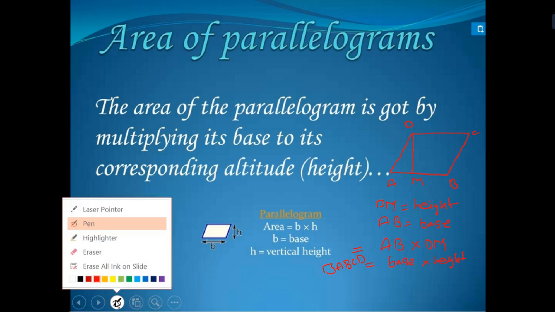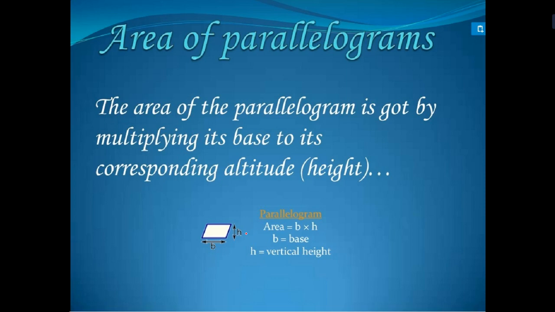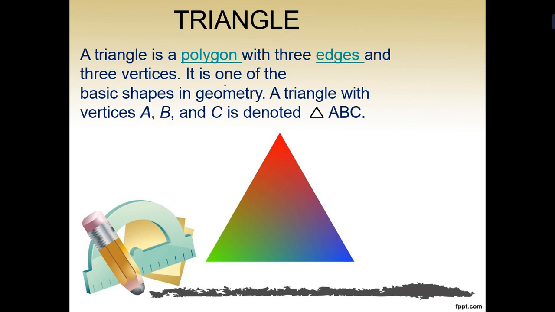So that is easy. Now we have to understand: area of parallelogram is what? Base into height. Area of parallelogram is equal to BH. You have to remember it. Now next slide. Triangle. A triangle is a polygon with 3 edges. So here we can say A, B and C. A triangle is a polygon with 3 edges and 3 vertices.